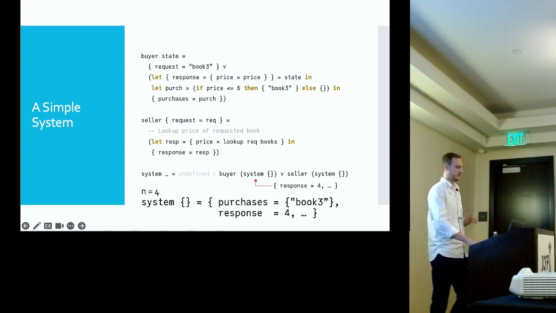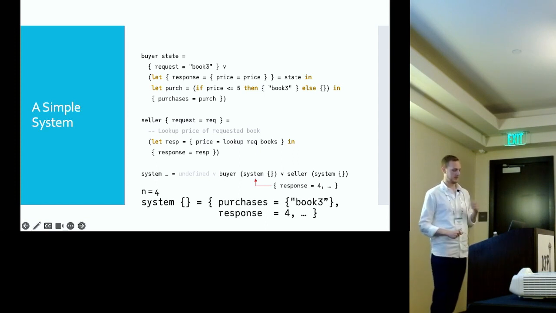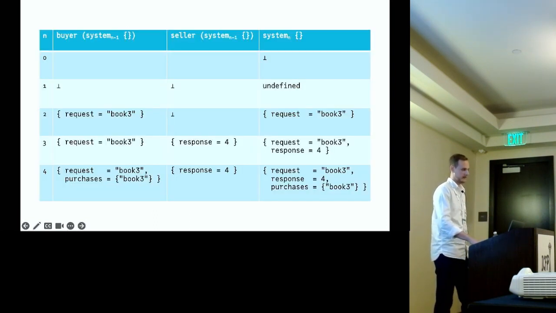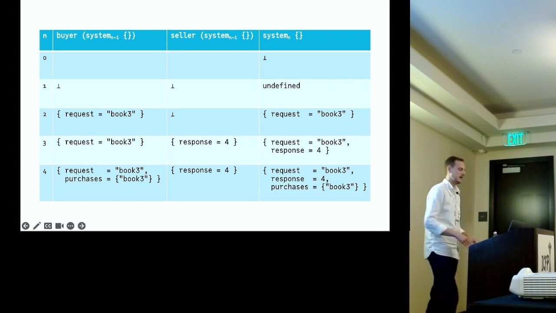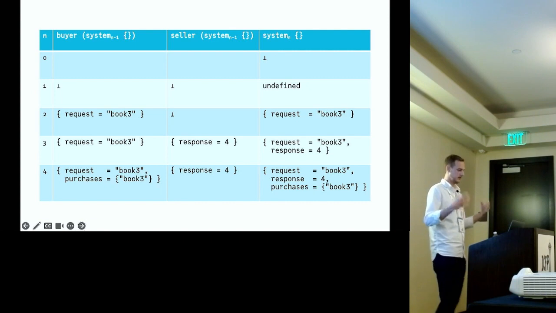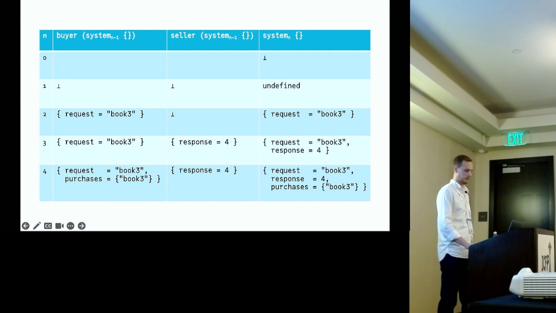And now in the next iteration, the buyer can see the seller's response, and it can check to see if the price is within its budget, and if it is, then it confirms that it wants to buy the book. And at that point, we've reached a fixed point. So this is a summary of what just happened. We see the buyer state, the seller state, and the whole system state. And maybe the one interesting thing to note is if you look from top to bottom along any individual column, everything is always monotonically increasing. That's the monotonicity property at work here.